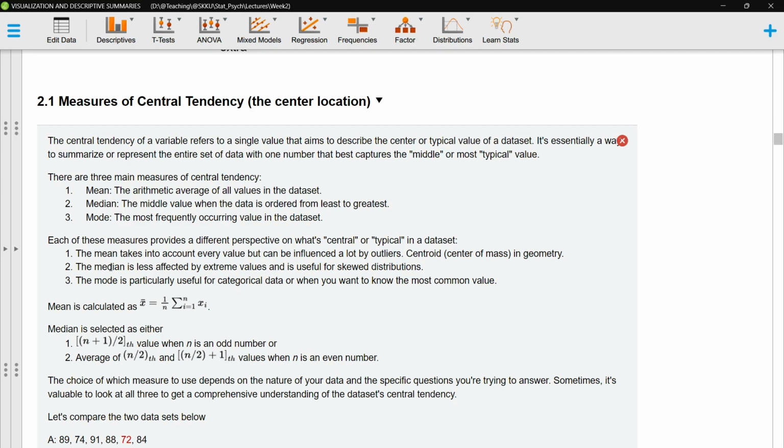than the mean. The mode is particularly useful for categorical data, as I said before, or when you want to know the most common value in a quantitative variable. But it is pretty challenging to get a mode from a continuous quantitative variable. Okay, so remember that the mean and the median are the most widely used measures of central tendency for quantitative variables.